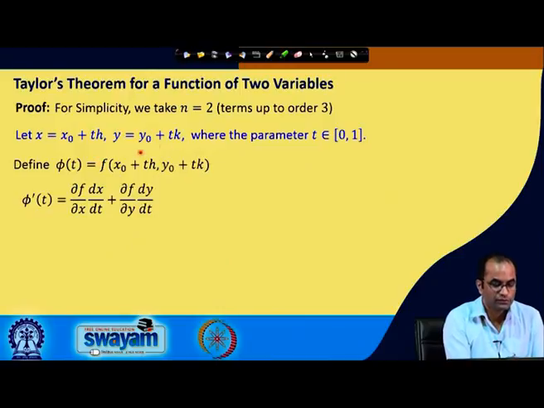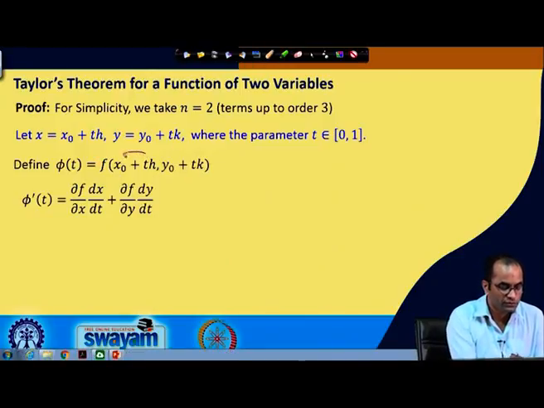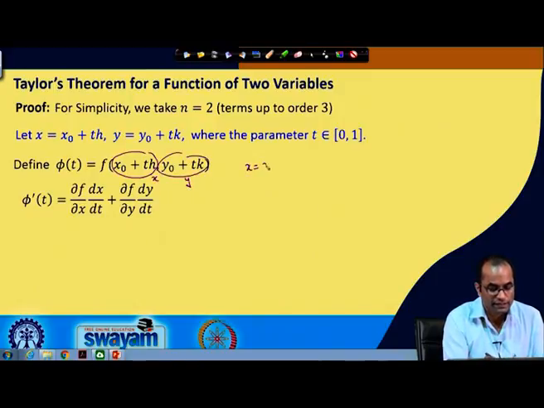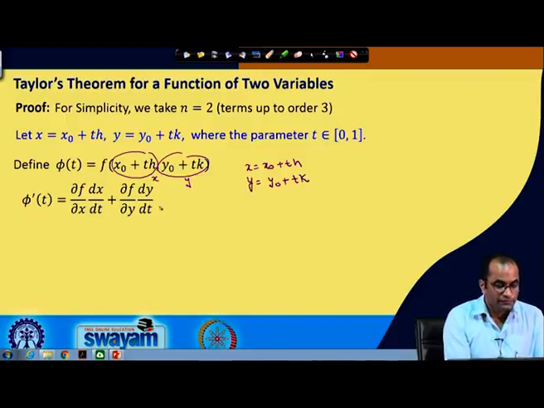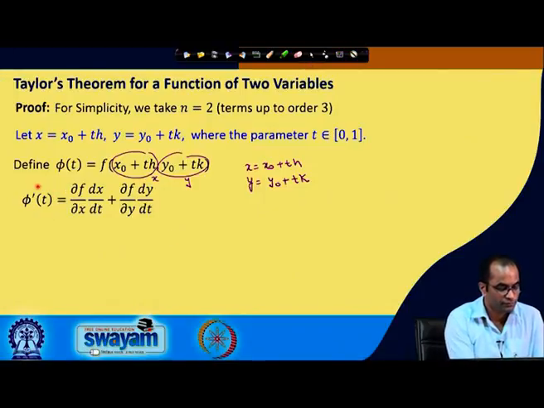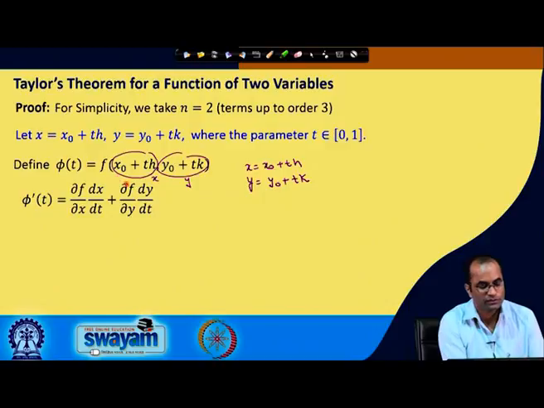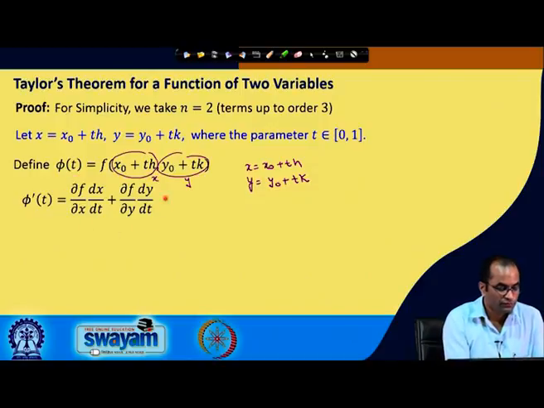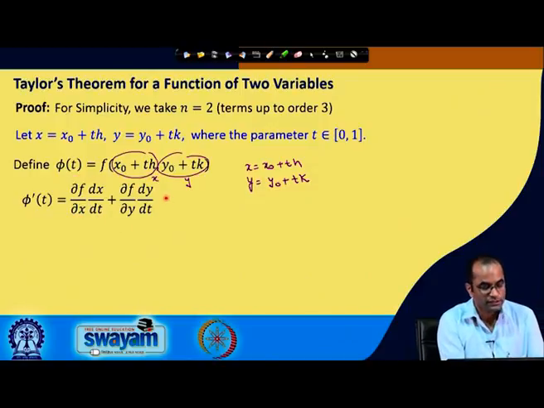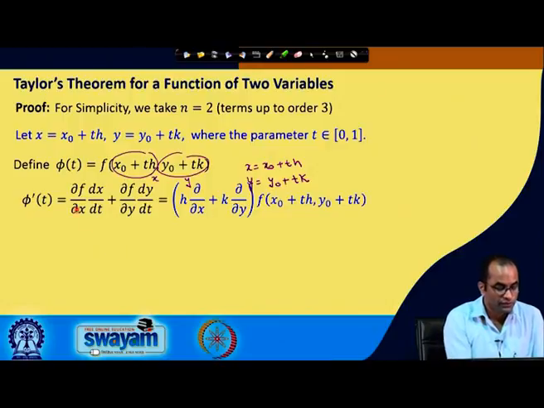This is the derivative with respect to t, and remember this is like a composite function. Here we have x and here we have y, where x is x0 plus th, and y is y0 plus tk. So by the differentiation which we have learned before, we can compute phi prime of t, the derivative of phi with respect to t, because this is a function of one variable when x and y are given in terms of t. That composite formula has del f over del x, dx over dt, and so on, and now we will compute this.